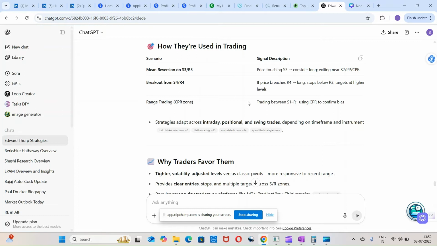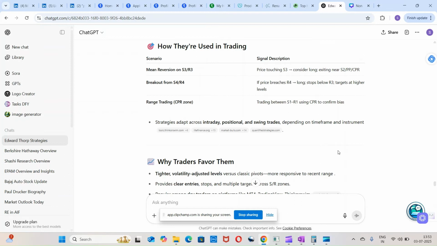You basically trail the trend so that you can catch the entire move. Similarly, for S4 also, if it breaks S4, then it's a very strong downtrend, and you can put a stop at S3 and trail it to get higher levels. Range trading, CPR zone: trading between S1 and R1, you can do by using CPR to confirm bias.